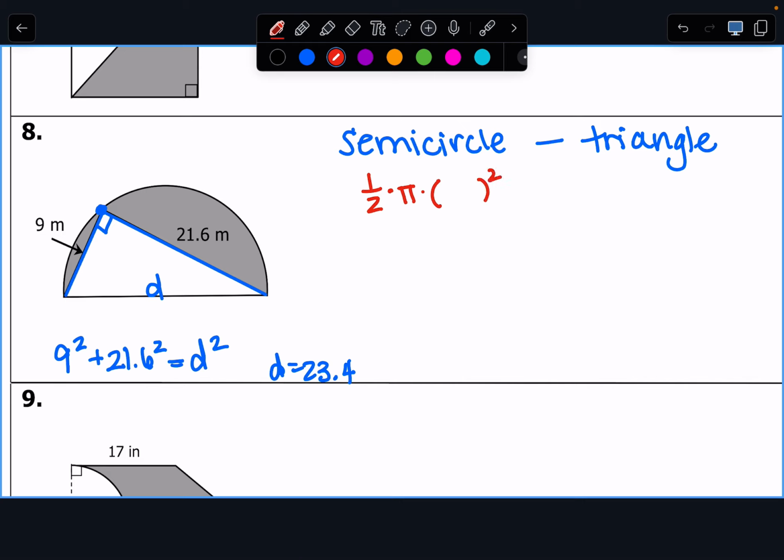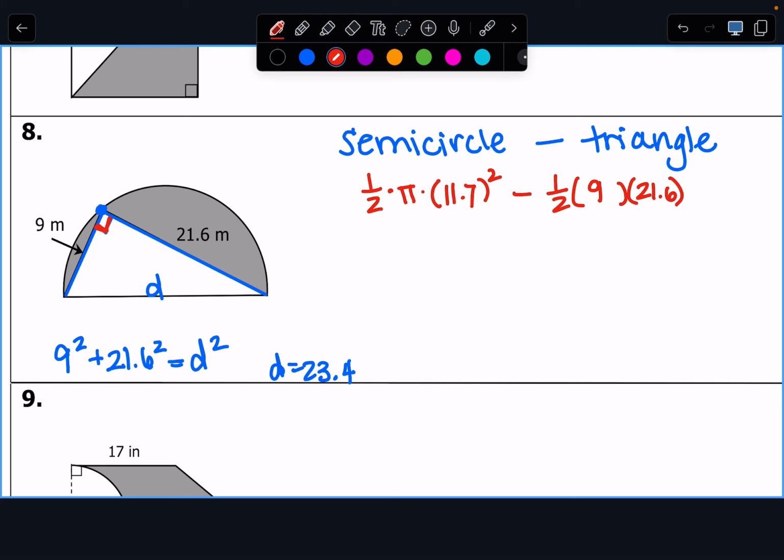So our semicircle is 1/2 pi. Our radius is half of that. Minus our triangle is 1/2 base times height. What's the base of our triangle? The height and the base are going to be connected with a right angle. So 9 and 21.6 are the base and height of our triangle.